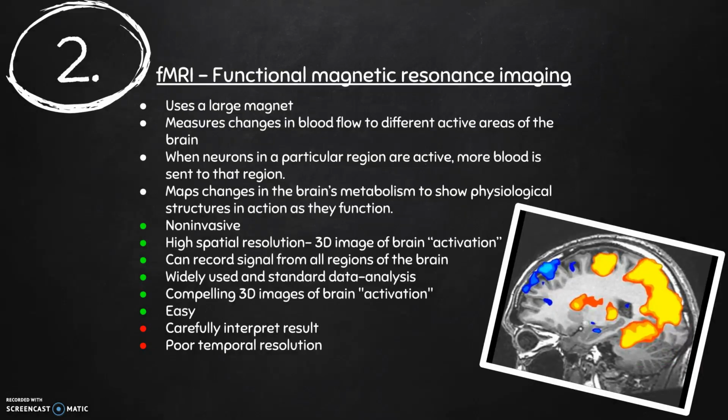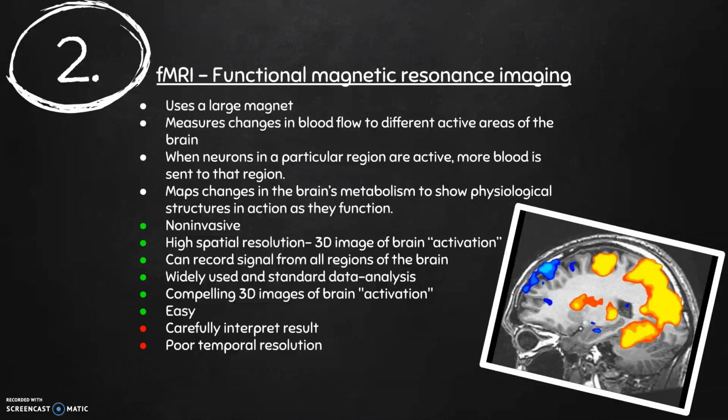Secondly, we can look at fMRI. This uses a large magnet which measures changes in blood flow to different active areas of the brain. So when neurons in particular regions are active, more blood is sent to that region. This then maps changes in the brain's metabolism to show physiological structures and action as they function. This is also a non-invasive way to record brain signals without risk of radiation, which can be found in other scanning methods. It also has a really high spatial resolution that we talked about earlier.